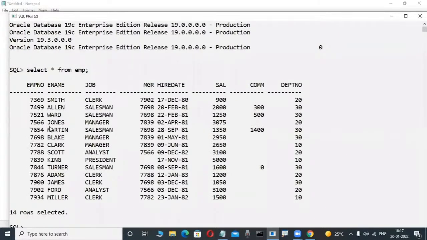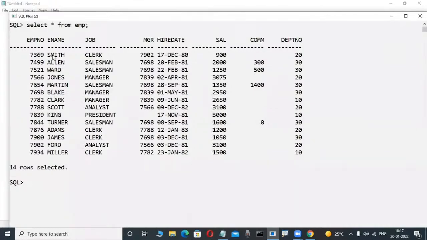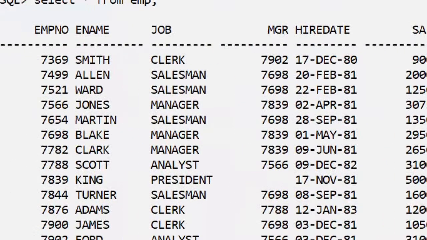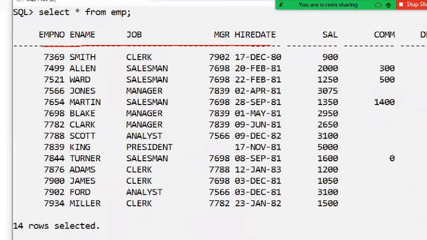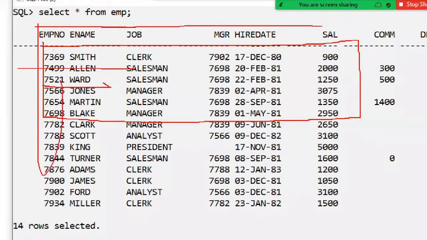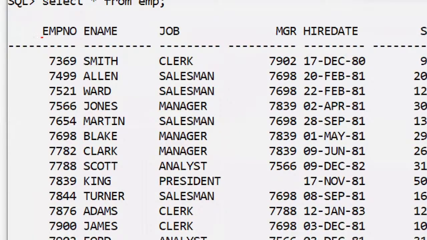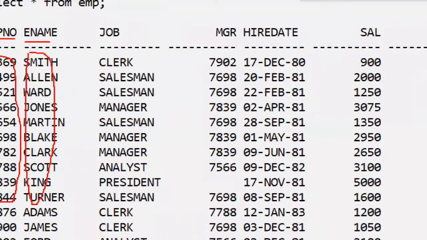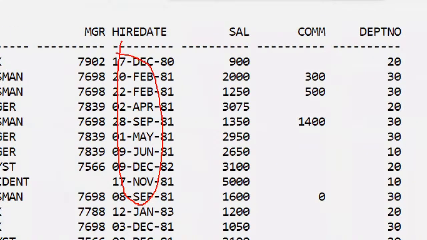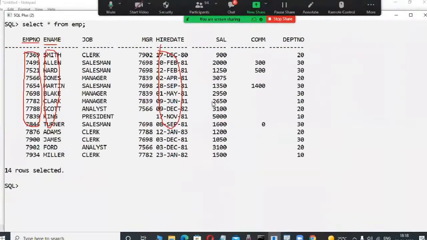For example, in this database, a structured collection of data is there or not? Yes, they are storing data in an organized fashion. Organized fashion means a table, here these are columns, here these are rows. Observe, this is a matrix format. In the employee number column only numbers are available, in this column only characters are available, in this column only dates are available. That's why the data is stored in a structured manner.